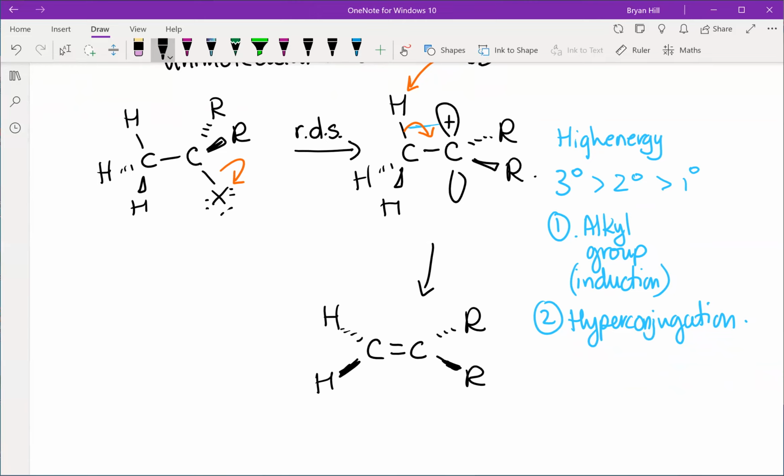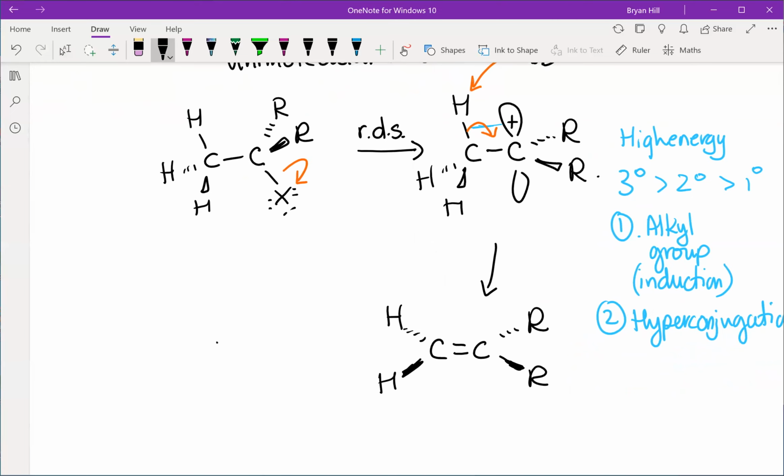So I've drawn this alkene with the wedges and the dashes. From this perspective, we're looking at it sideways. But if we were looking at it from above, it would just look like this: R, R, H, H.